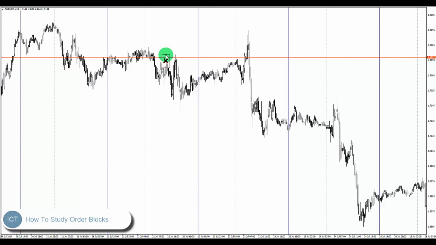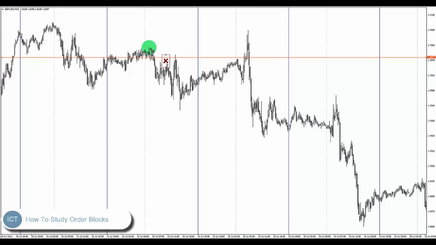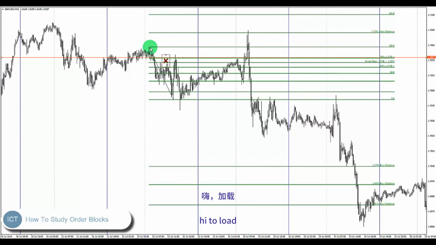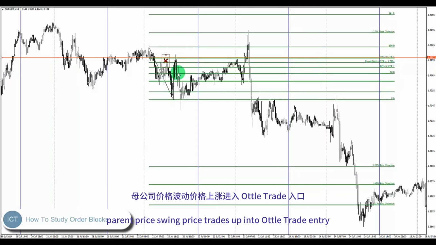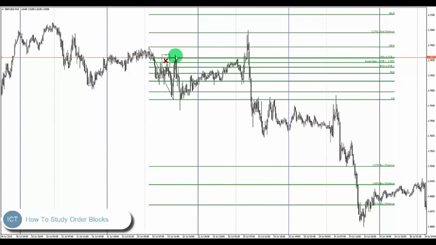Short-term high, range, high to low. This is the market structure price swing that you'd have to use. Parent price swing. Price trades up into optimal trade entry. Right in here is your potential entry for the 1300 GMT time and subsequent price drop.